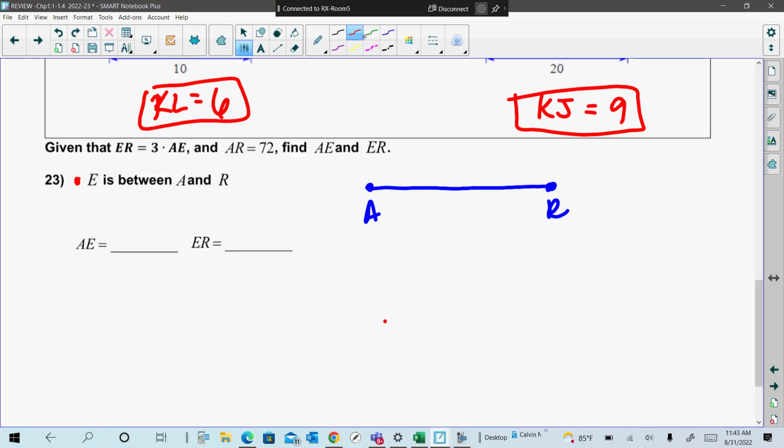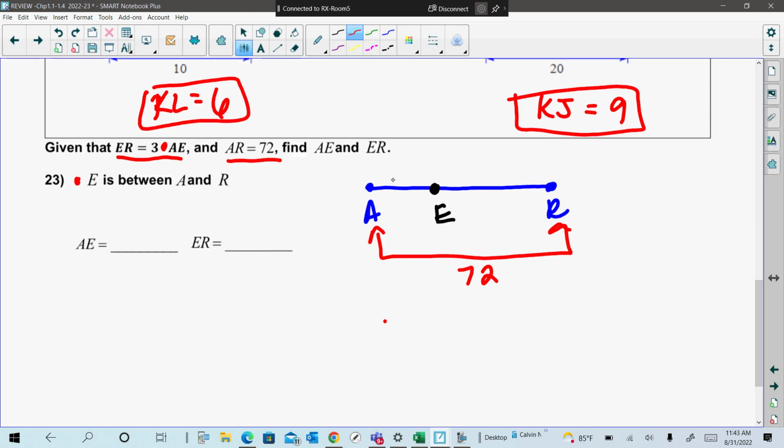And I'm going to put E between them. So somewhere after A and before R. So there's my setup. Then I'm going to label it. If I look at my given information here, it tells me ER is 3, that's saying 3 times AE. So the segment ER is 3 times the length of AE. And then it says AR is 72.